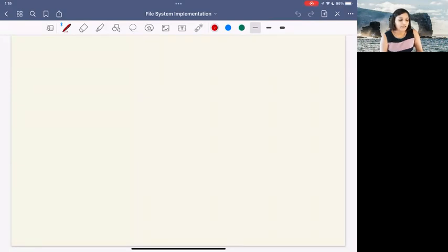Now, sticking to this idea of I want to implement a new file system, what are the things that you would need? We know that a file system is responsible to provide an interface for basic operations, like the user should be able to open a file, read a file, write a file, delete a file. So definitely we need to provide these access methods.